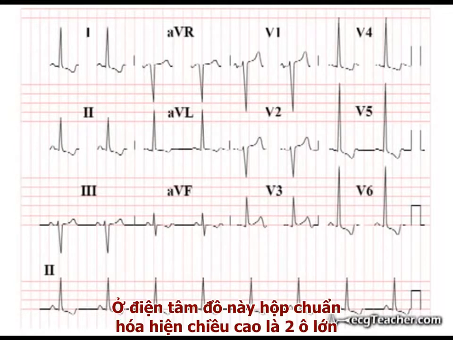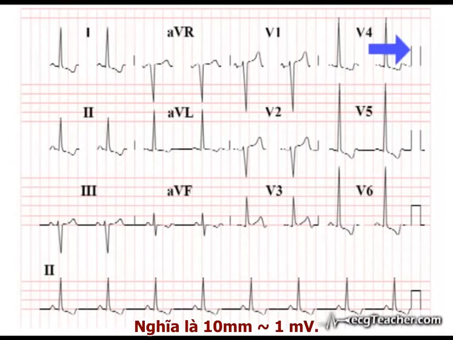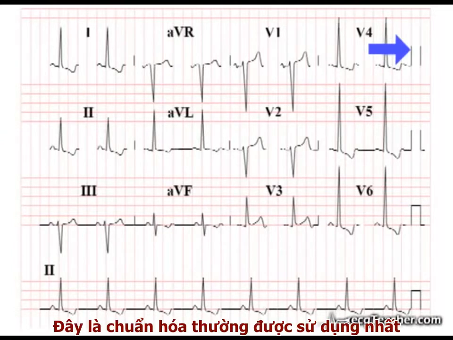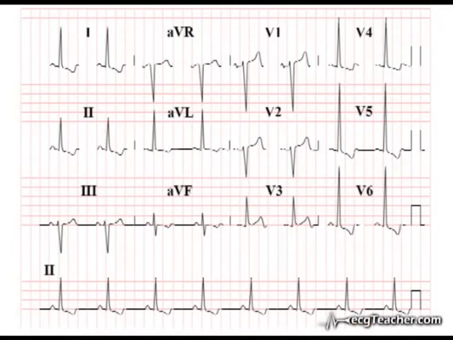On this particular ECG, a calibration box of 2 large squares in height indicates that a 10 mm deflection is produced by a potential of 0.1 millivolts. This is the standard calibration and we can proceed.